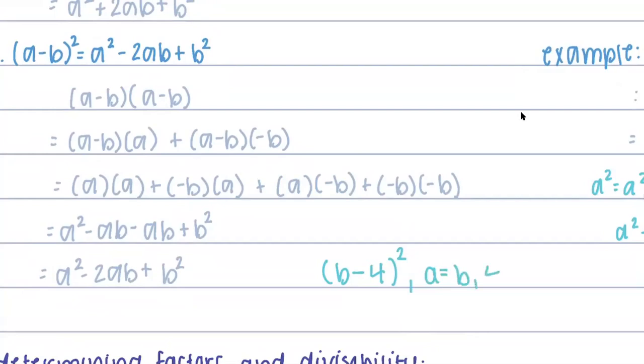Then after you do that, you get B to the power of 2 minus 2 times B times 4, plus 4 to the power of 2. Then once you simplify it, you get B to the power of 2 minus 8B plus 16. Yep. Awesome. Did anybody have any questions on that one?